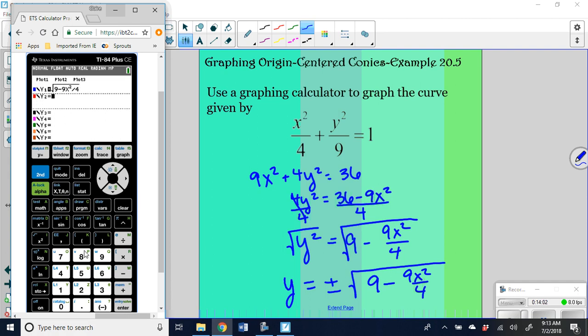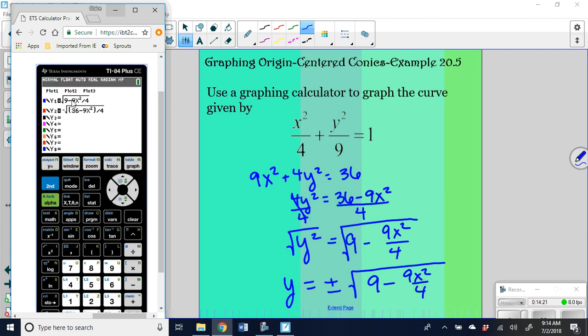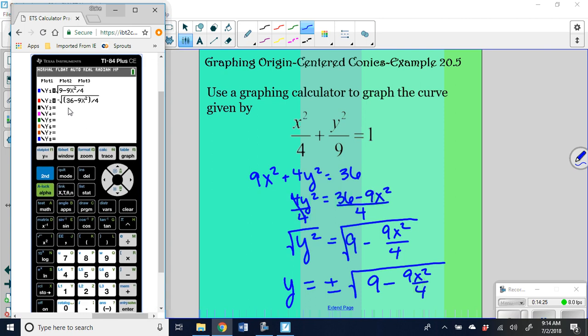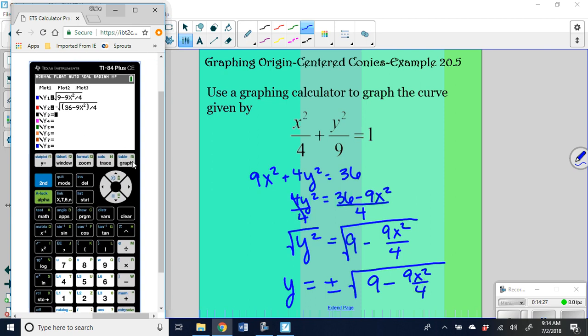And then we're going to do negative square root of, and I'm going to do it as one fraction just so you can see what it would look like. So you would need to do open parentheses 36 minus 9x squared, close parentheses, and divide by 4. So either way will work. And then you go and graph it. And so there's the graph. So I'm going to zoom in a little bit.